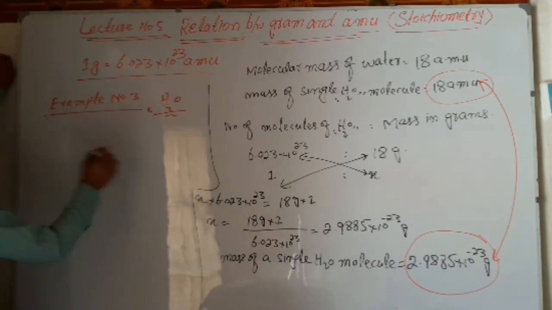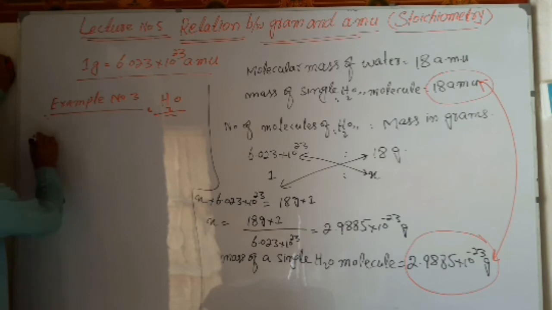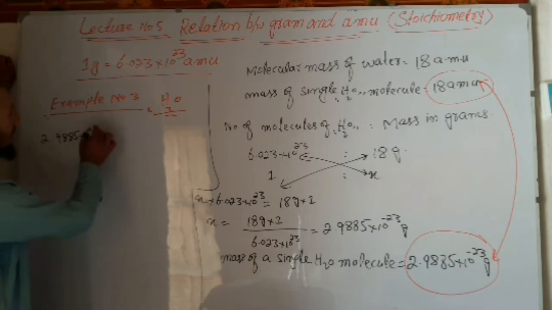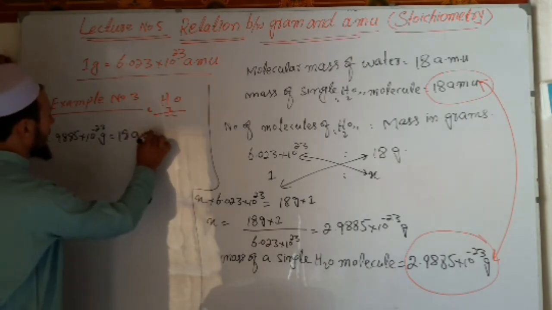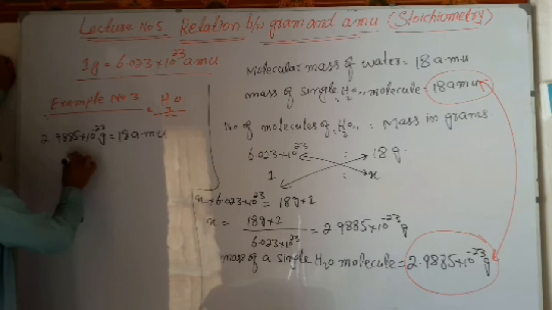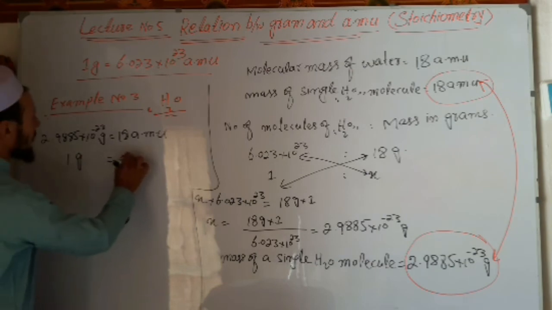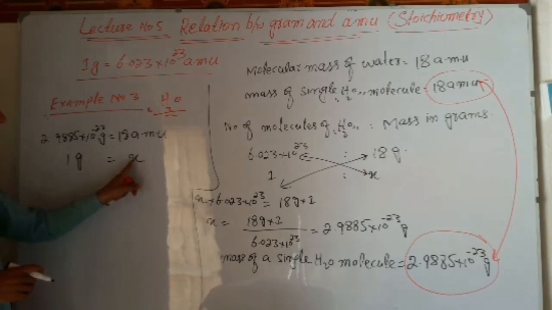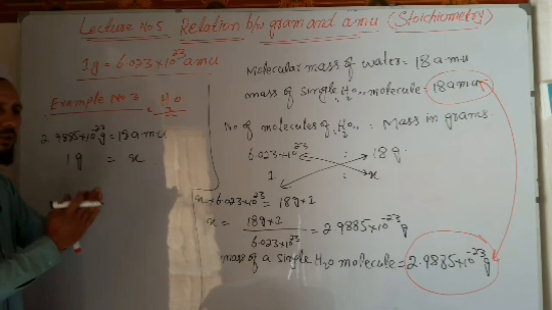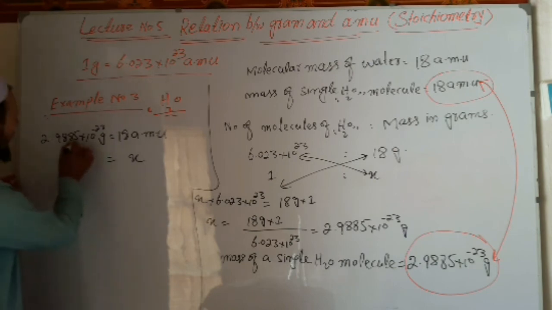From that relationship we know that 2.9885 multiplied by 10 raised to the power of minus 23 gram is equal to 18 a.m.u. So 1 gram will become equal to x a.m.u. So dear student, what is x? Here if we calculate x, x will be the number of a.m.u's in 1 gram. So let us calculate.